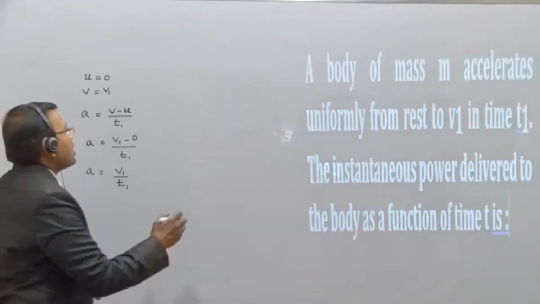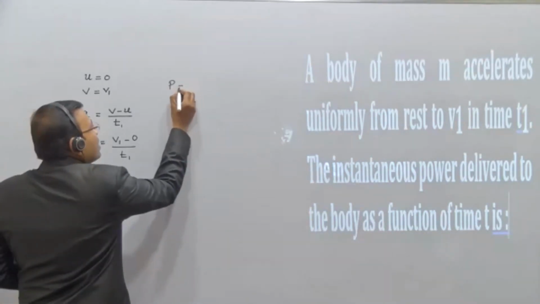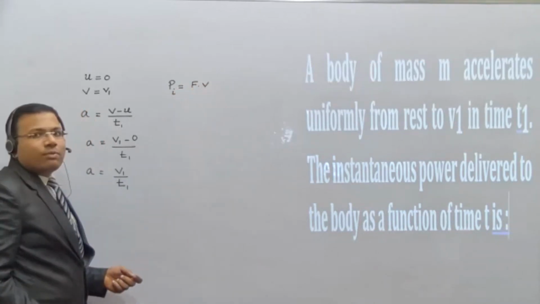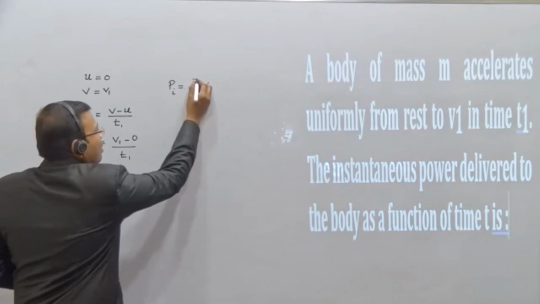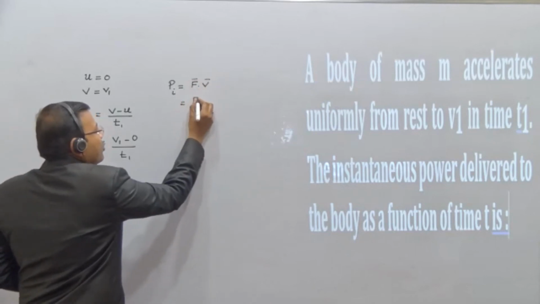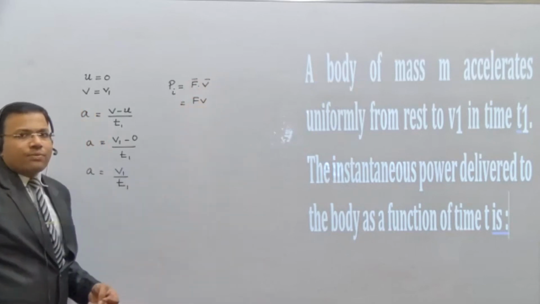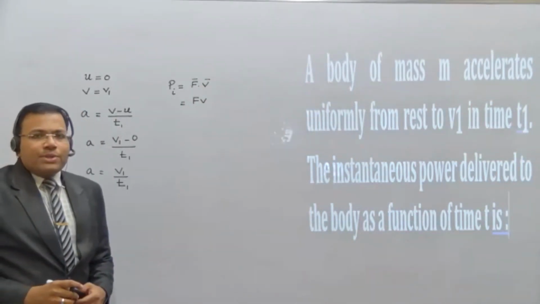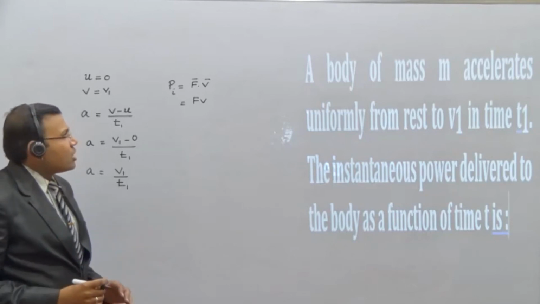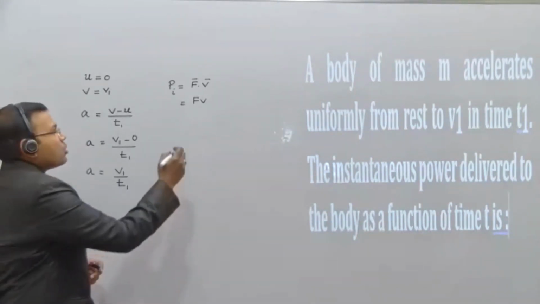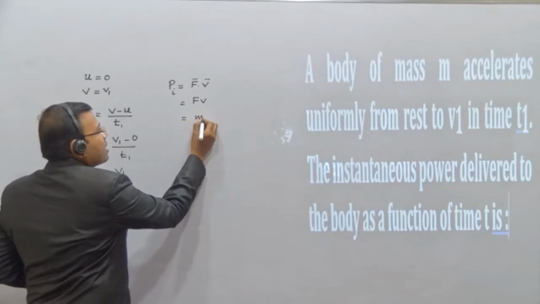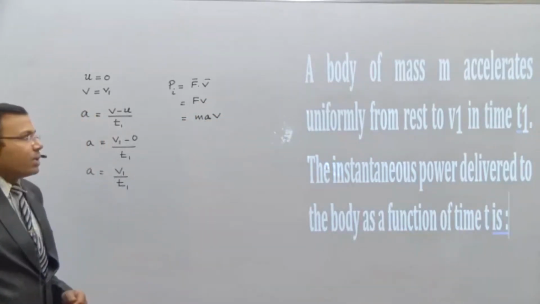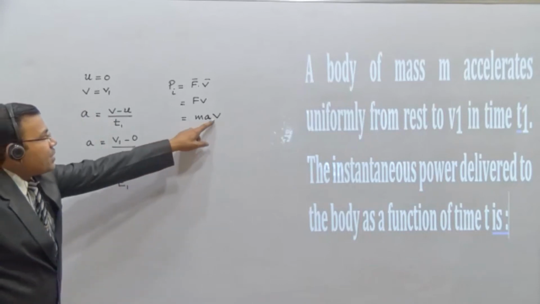And we know the instantaneous power is force into velocity, F dot v. In magnitude form it is F v cos theta, but theta is 0 here, so cos 0 is 1. That's why I'm taking just F v, force into velocity. What is this force? Force we can write as m a, and this is velocity v. Now, what is this velocity v?